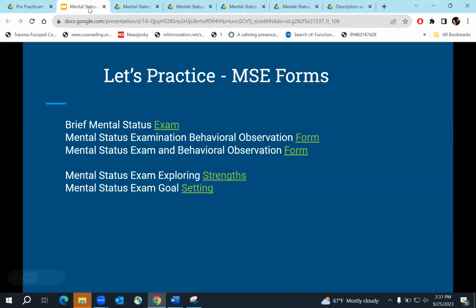So combined together, the mental status exam gives you one snapshot in time of what's going on with that client in terms of their symptoms and their presenting issues, and can move you towards the path of diagnosis and case conceptualization. The exploring strengths and goal setting, I think, really helped you get into the therapy piece as well, because it's just giving you more information on that client, and you can use that information down the road.